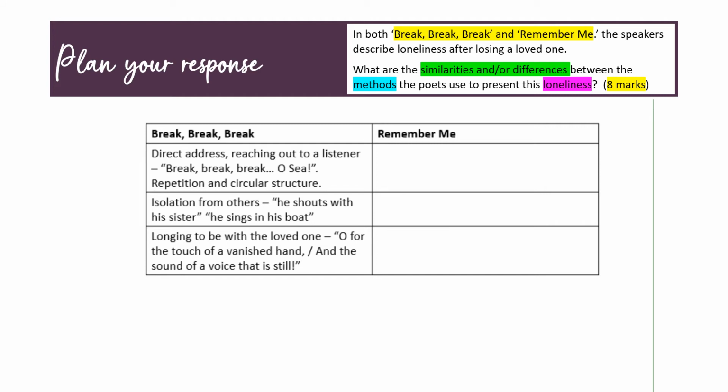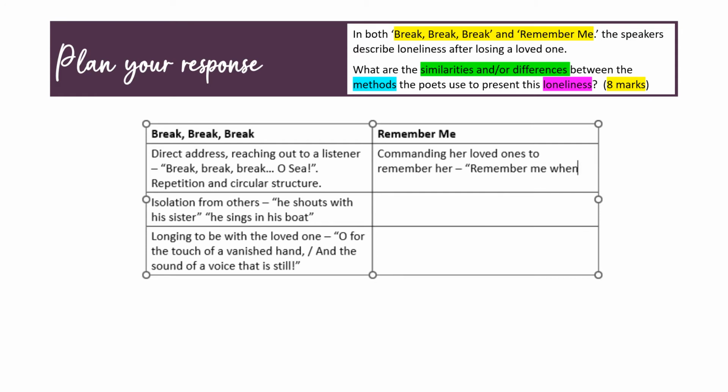Okay, moving on to the second poem then, and we're going to start thinking about how she's commanding her loved ones to remember her. So she says, remember me when I am gone away. That's also got some repetition in it, because that phrase remember me is repeated throughout the poem. And then we've got kind of physical distance from her loved one, so I'm going to put that in as well.